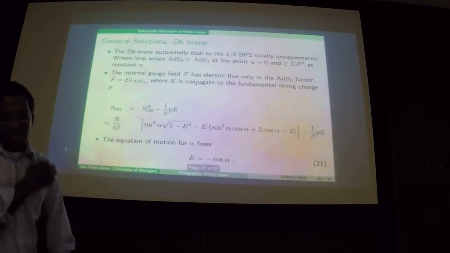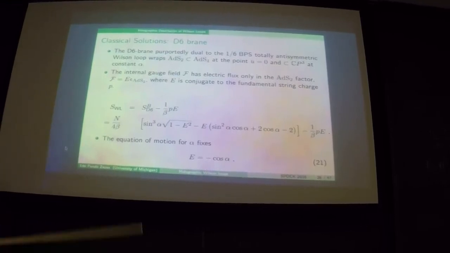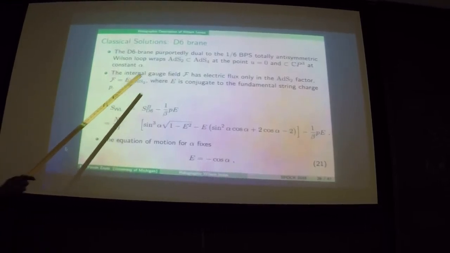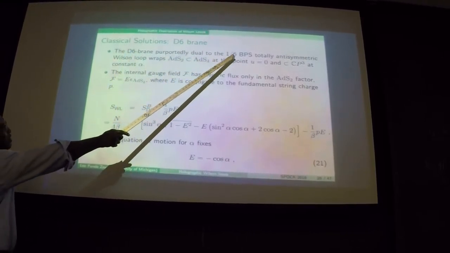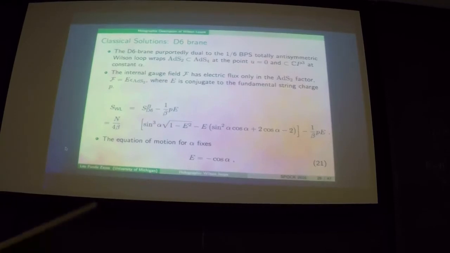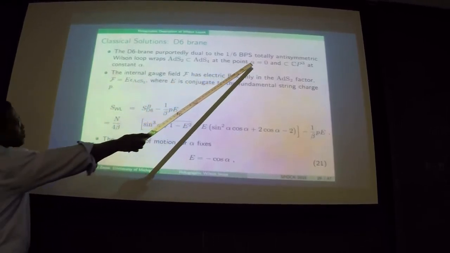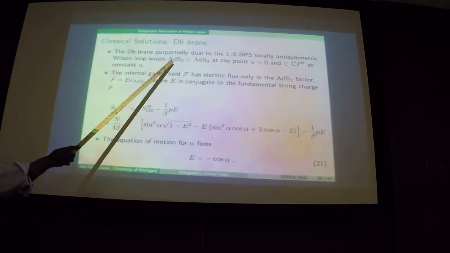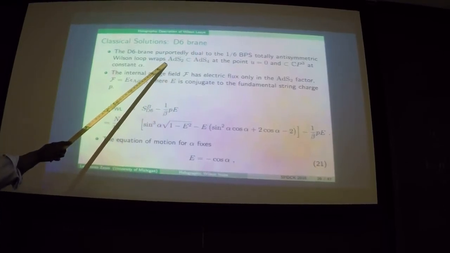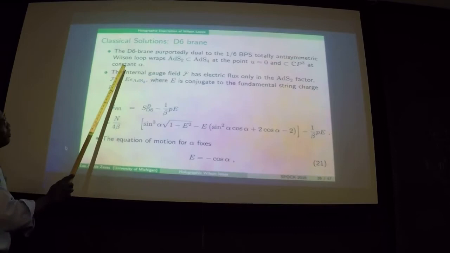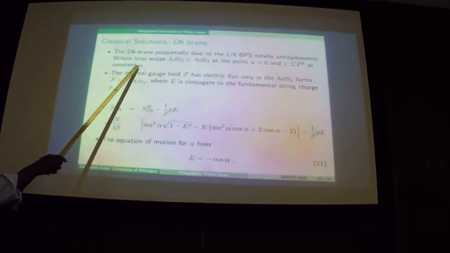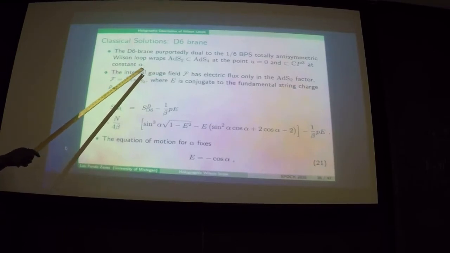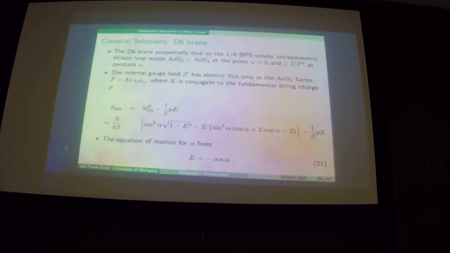So we need to find the classical solutions. What I said is I'm looking for an object that is 1/6 BPS to compare with the Wilson loop. The classical solution sits at U equals 0, and therefore in my foliation it expands AdS2. And then for the D6, it also sits at a constant point in alpha. Okay, so that's the classical solution.